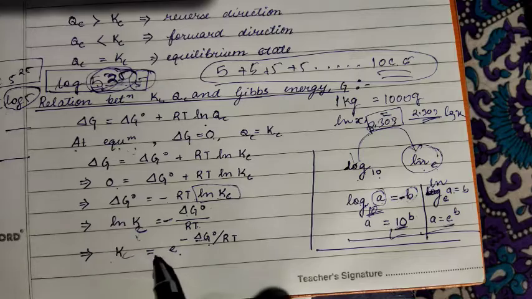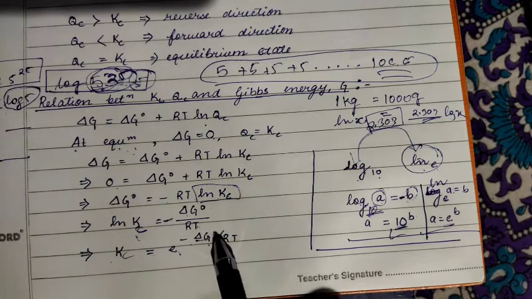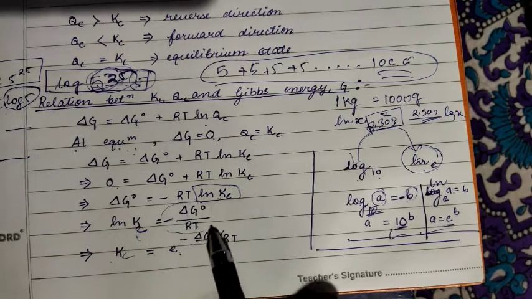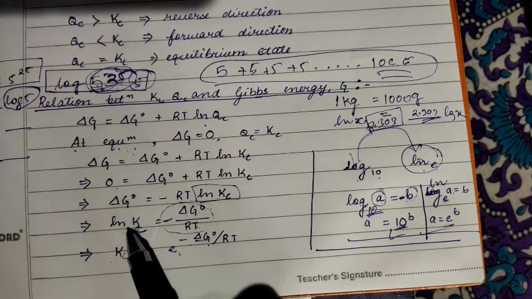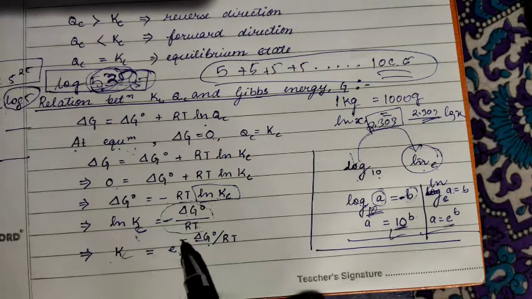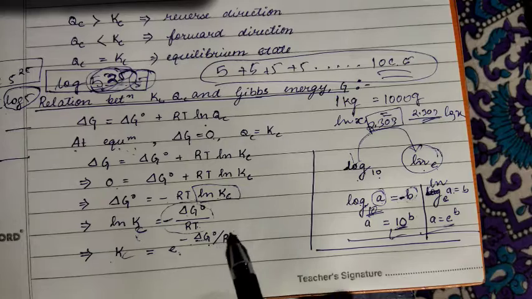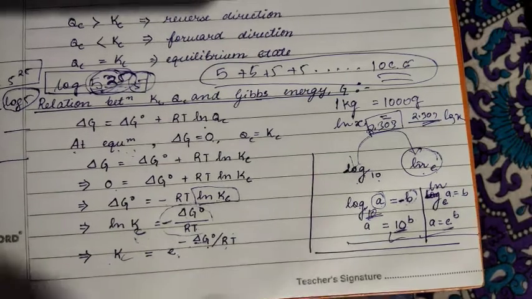So KC value will be e to the power minus delta G naught by RT. So this will become the power, and ln is there, so e is the base here, so e will come here: e to the power minus delta G naught by RT. I hope this is clear.